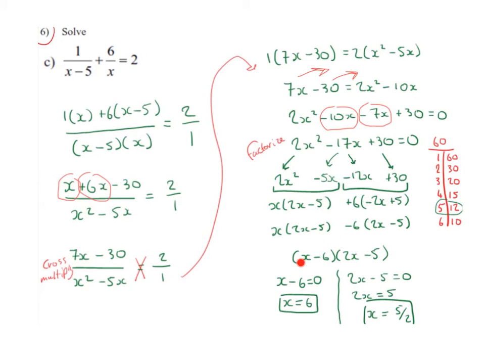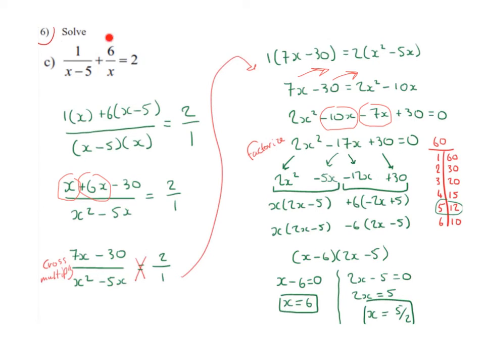x by 2x is 2x squared. x by minus 5 is minus 5x. Minus 6 by 2x is minus 12x. Put them together to get minus 17x. And then minus 6 by minus 5 is plus 30. So this factorizes to this.